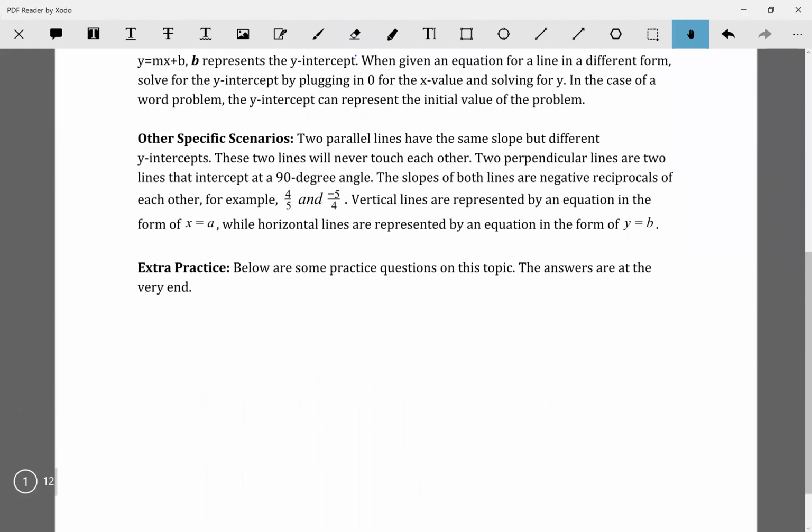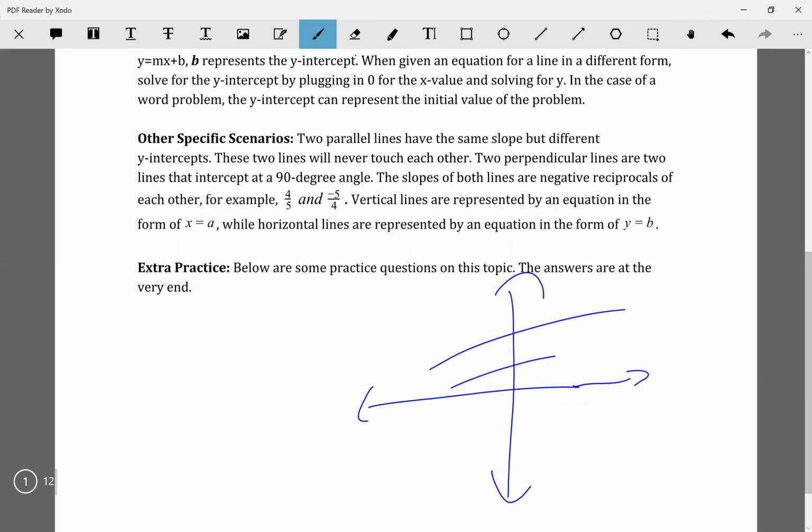We also have some other specific scenarios. This is a bad sketch of a graph. Let's say you had two parallel lines. It's not really parallel, but you get the idea. Then they never touch and their slopes are the exact same, but the y-intercept is different.